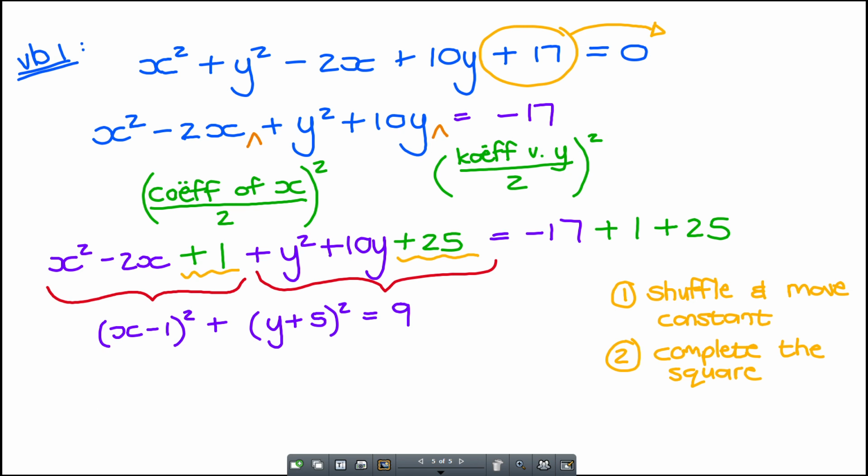So therefore, what would my midpoint be? What is my midpoint? 1 and minus 5, no? Remember about the signs. Okay, and what is my radius going to be? Yes, because radius squared would give me that 9. Who doesn't understand? You guys good? Yeah.